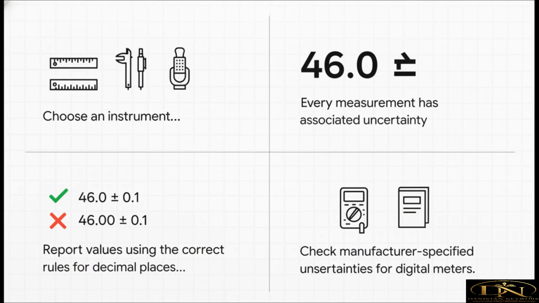All right, let's wrap this up. What are the big things to take away? First, always choose the right tool for the job. Precision matters. Second, remember that every single physical measurement has some uncertainty baked right in. Third, when you report your numbers, follow the rules for decimal places so everyone's on the same page. And finally, when you're using a digital meter, don't forget to check what the manufacturer says about its uncertainty.